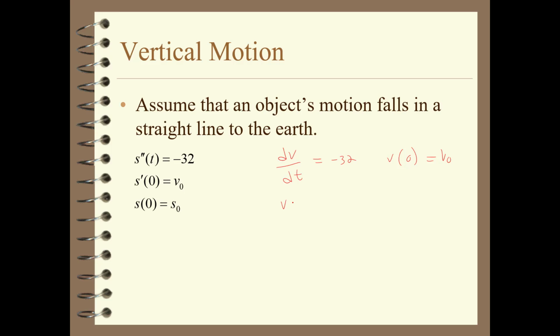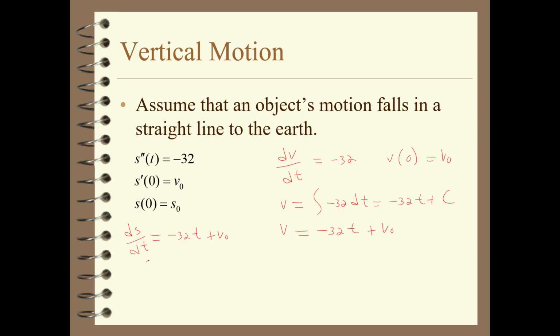So then v as a function of t must be a member of the family of antiderivatives of negative 32 dt. But we know this antiderivative, it's negative 32t plus our unknown constant. But because of the condition, if I evaluate this when t is 0, I just get c. So c must be v naught. So the velocity at any time must be negative 32t plus v naught. But velocity is just the derivative of position with regards to time. So that is negative 32t plus v naught.